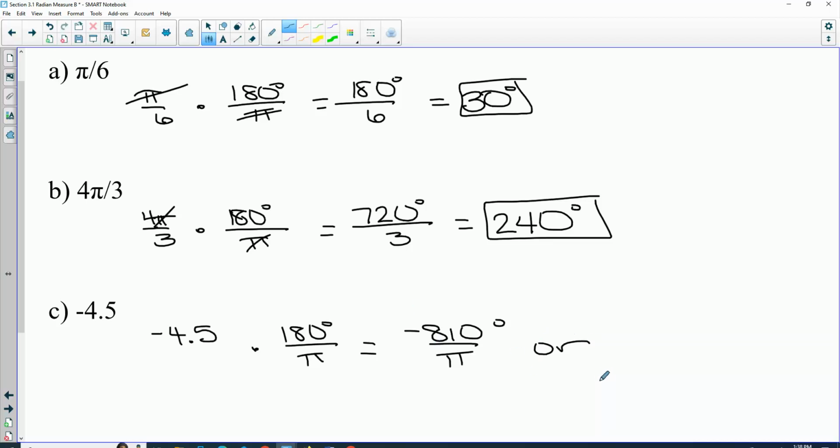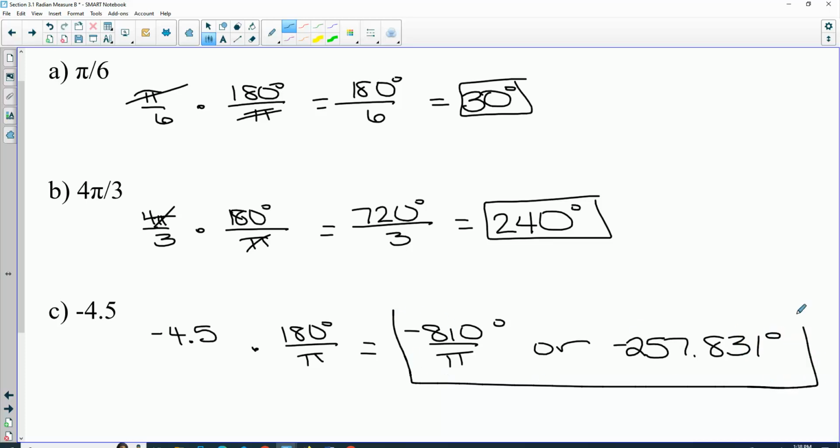Or if you're getting an ugly answer like that, you could just go ahead and divide by pi as well. If you divided by pi, you get a negative 257.831 degrees. So those are equivalent. You can keep the pi in it or divide it out. Any questions there? Figure out what you're doing.